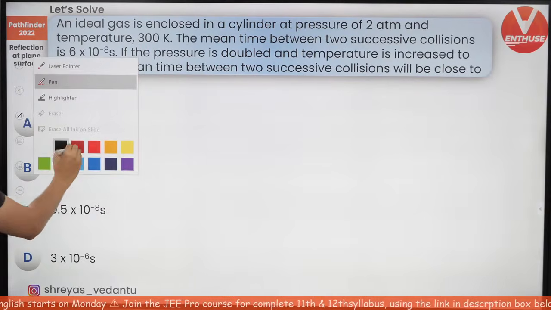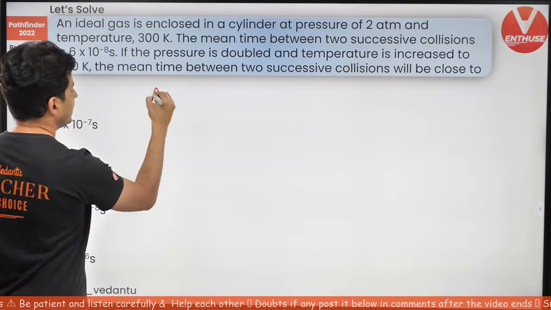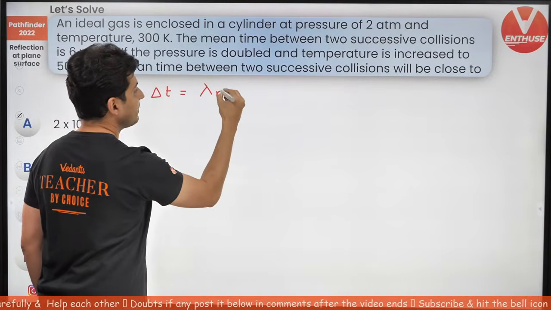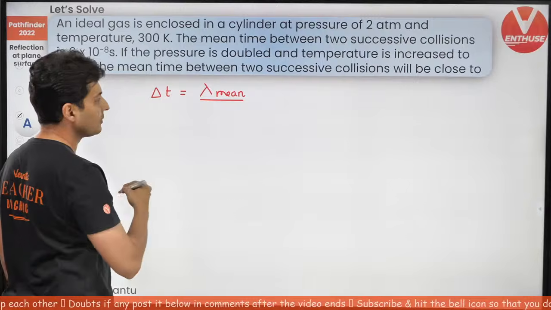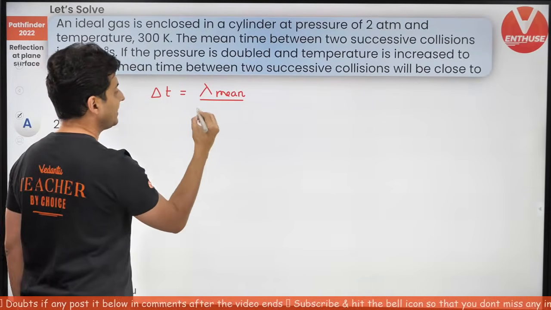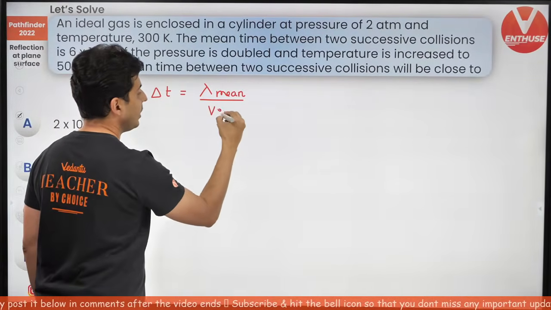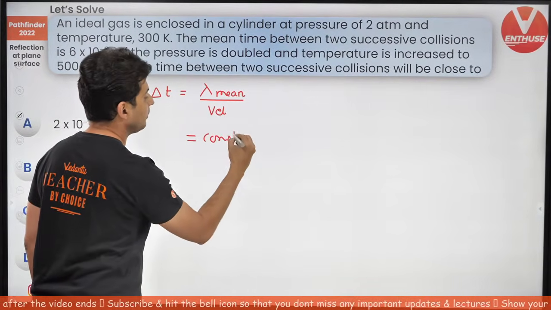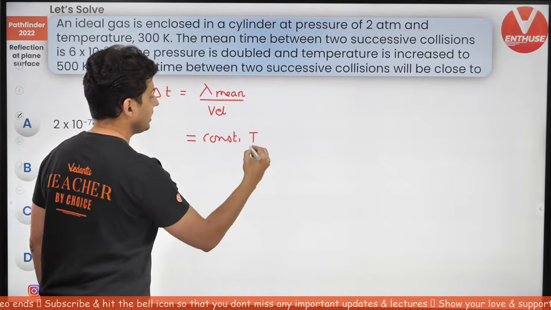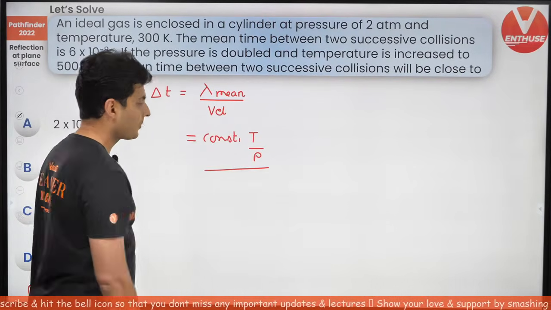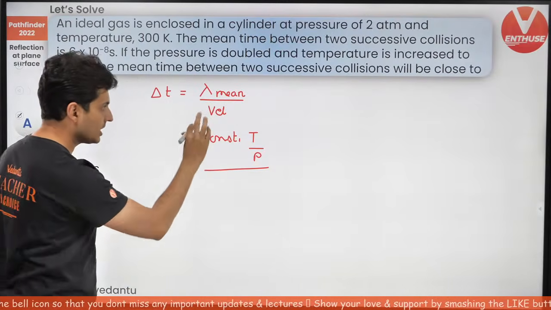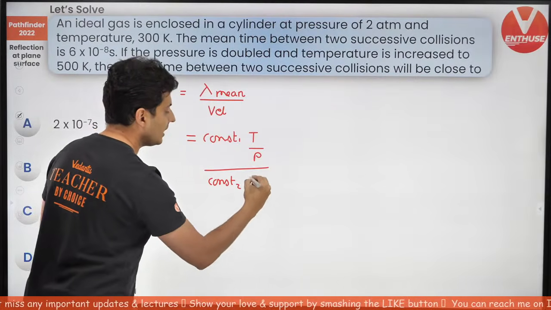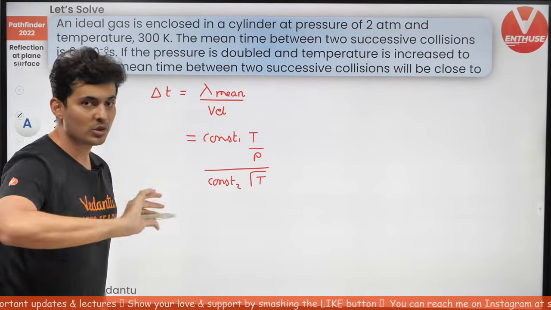Now, for solving this question, here is what we are going to do. The time between the collisions is going to be nothing but the distance between the successive collisions, which is the mean free path, divided by the speed, the velocity of the molecules. Mean free path is directly proportional to the temperature and inversely proportional to the pressure. Velocity of any molecule, I just mentioned, is a constant into root of T. It's always proportional to root of T.